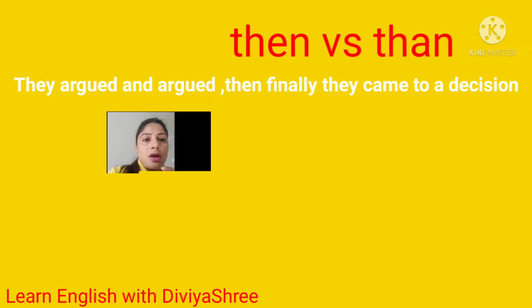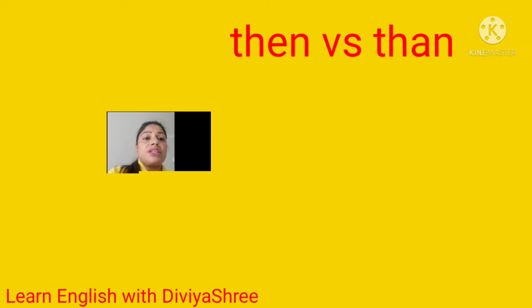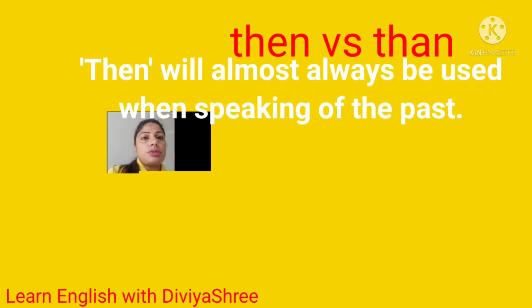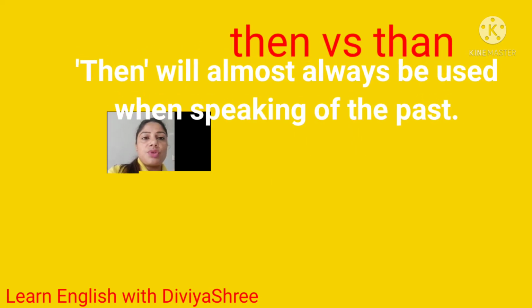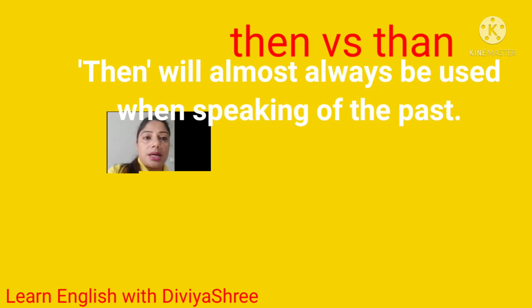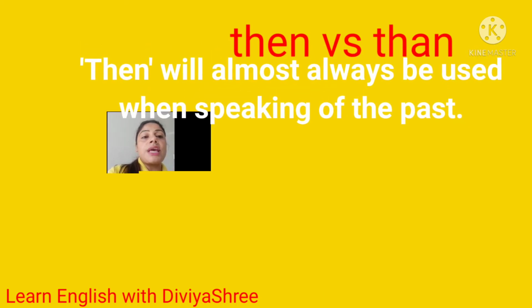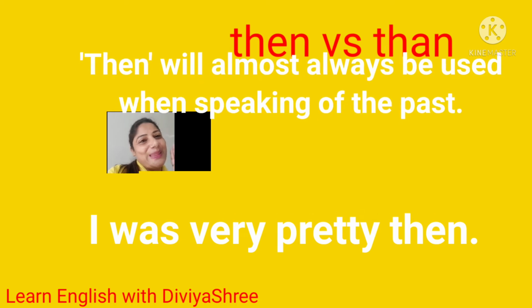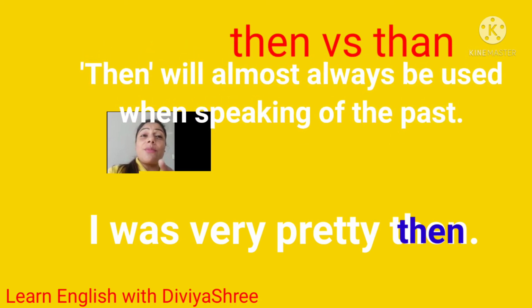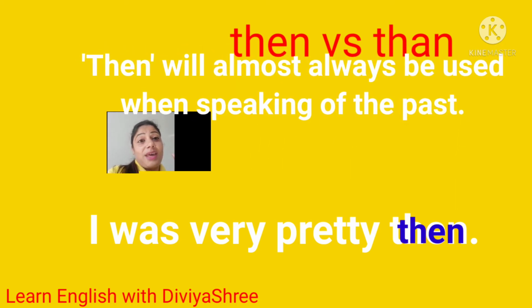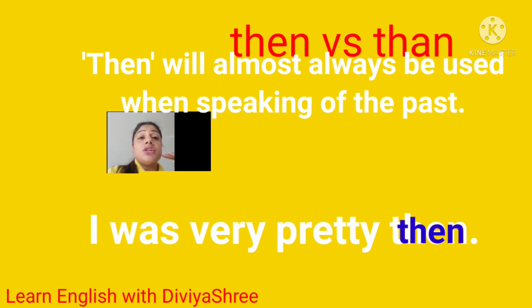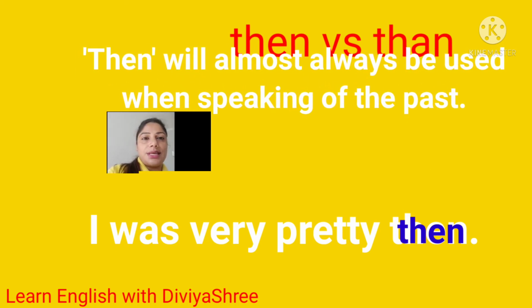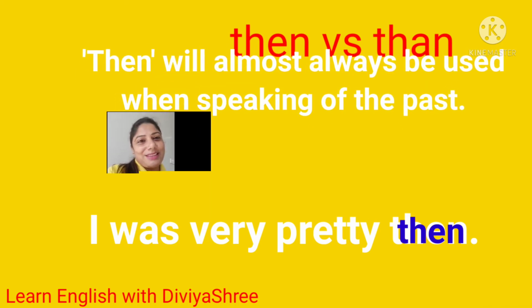Okay guys, so when you are talking about a particular time, how can you use it? Here it is used in the past. If you are talking about the past, how will you say it? If you say "I was very pretty then," you are talking about the previous time. So that is "then."